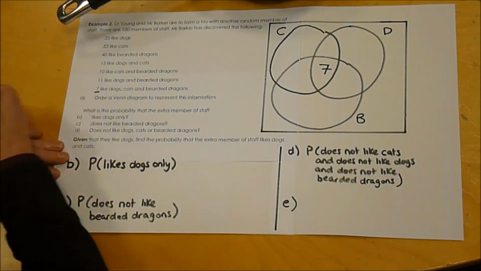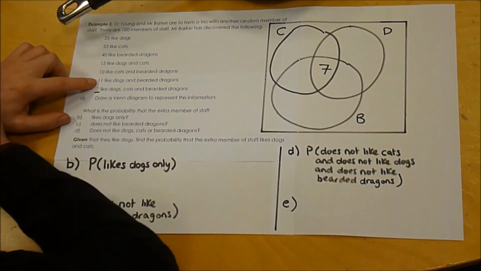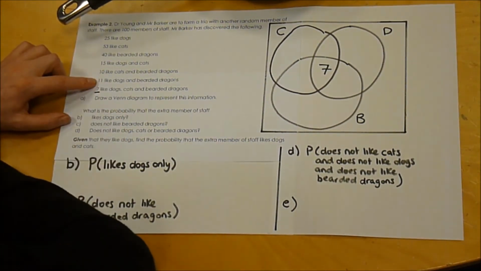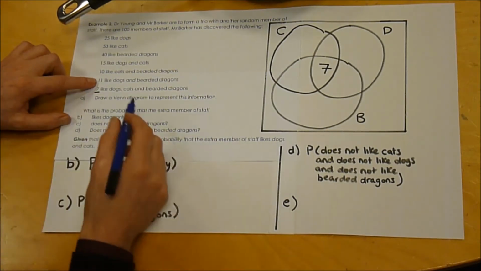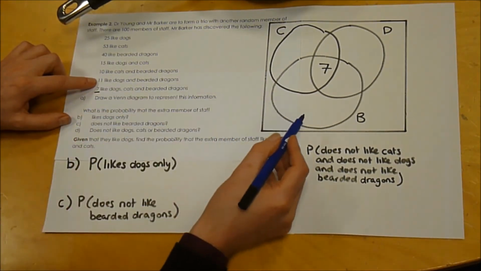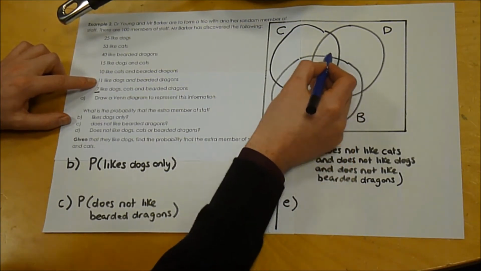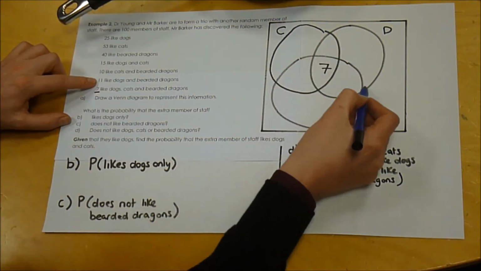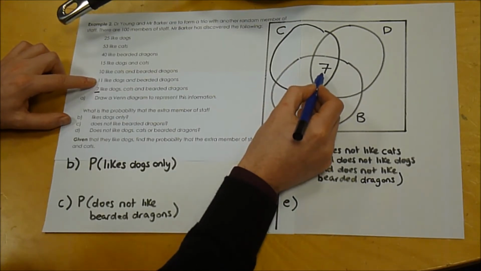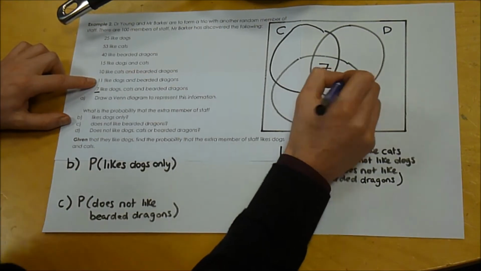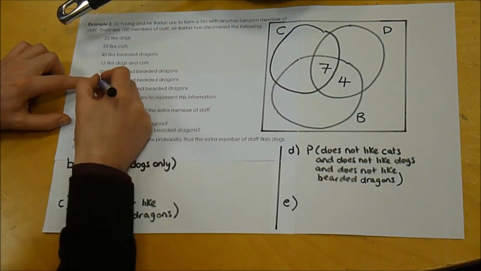So now the next piece of information up says 11 like dogs and bearded dragons. But that already includes the 7 we've already counted. So when we look at the overlap just between dogs and bearded dragons, that's here. Well, we know 11 like both. That's this bit here. We've already included these 7. And so to make it up to 11, we just put 4 there. So we've done that one.